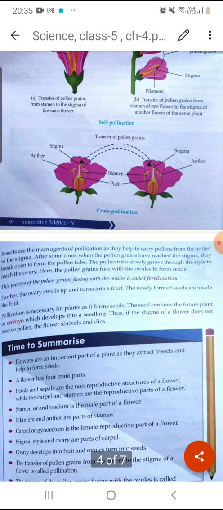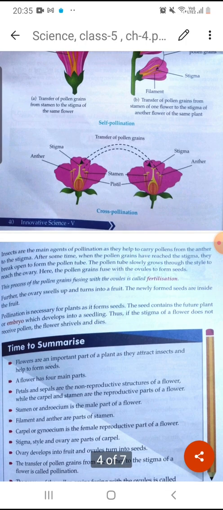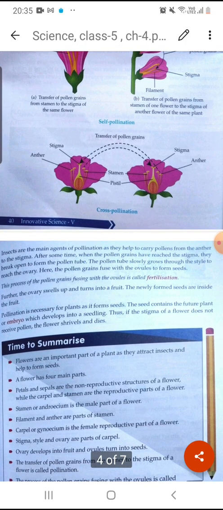After pollination, when the agents transfer the pollen and the pollen falls on the stigma, it breaks open to form a very thin tube that is called the pollen tube. The pollen tube slowly grows through the style to reach the ovary. The pollen grains fall on the upper portion of the stigma, after that the slender portion is the style, and after that there is the ovary.